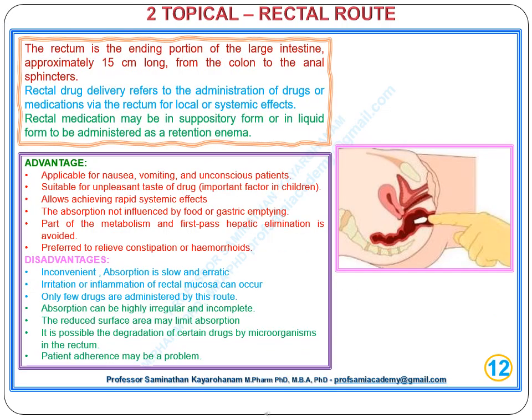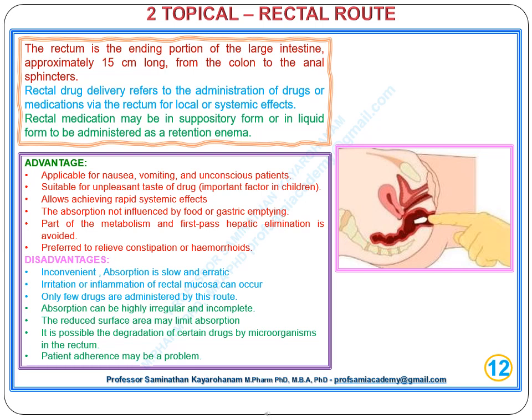Next slide. Type 2, topical, rectal route. The rectum is the ending portion of the large intestine, approximately 15 centimeters long, from the colon to the anal sphincters. Rectal drug delivery refers to the administration of drugs or medications via the rectum for local or systemic effects. Rectal medication may be in suppository form or in liquid form to be administered as a retention enema.